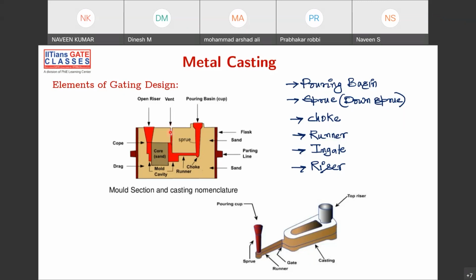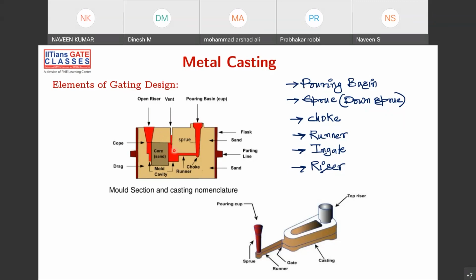It is filling, and these are called vent holes. These vent holes will allow your gas to escape. That is why we are providing this venting. This venting will provide permeability, allowing gases to escape out. Okay, and then it is filling, and then it is coming up through the riser, and this riser is used for compensating liquid and solidification shrinkage.